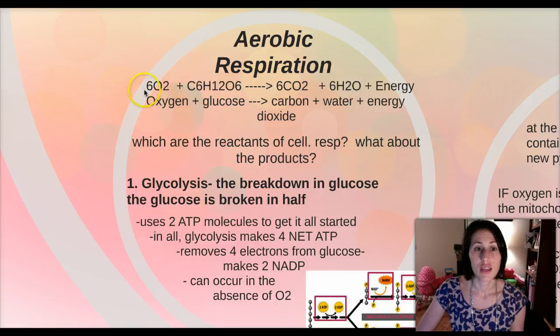In words and in the molecules, we have 6 oxygen plus glucose yields, or gives you, 6 carbon dioxide, 6 water, and a ton of energy. Okay, this is the biggest part of that whole process that we're focusing on.